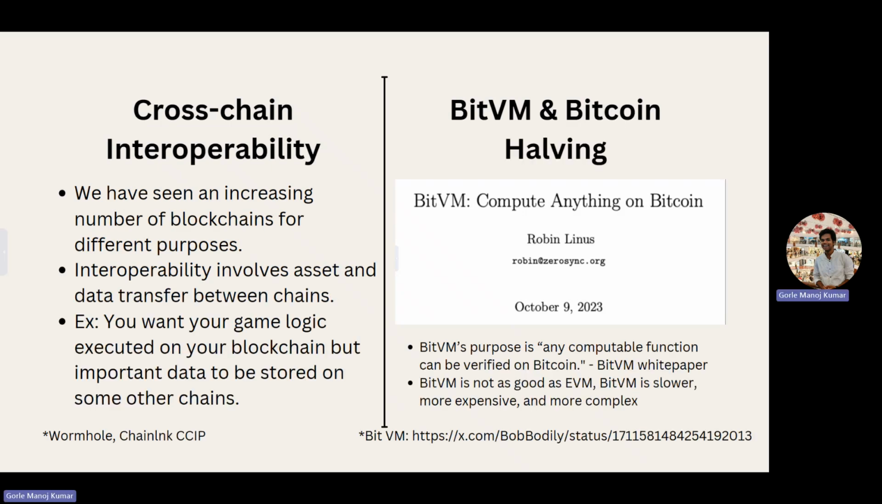So I think we are nearing the end, and let's discuss two of these things, which is cross-chain interoperability.